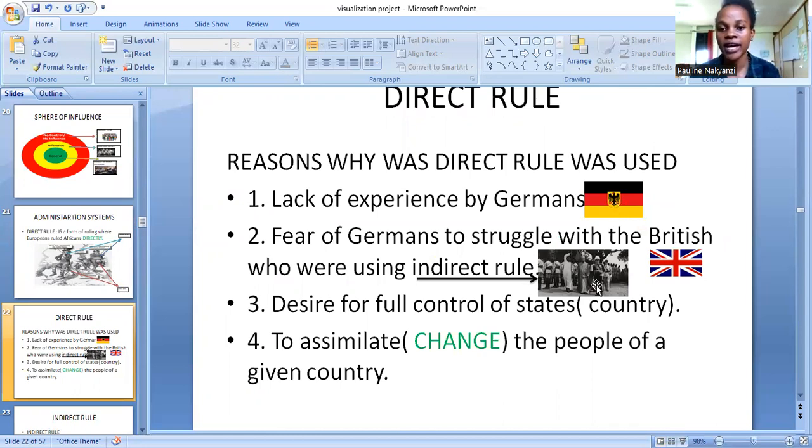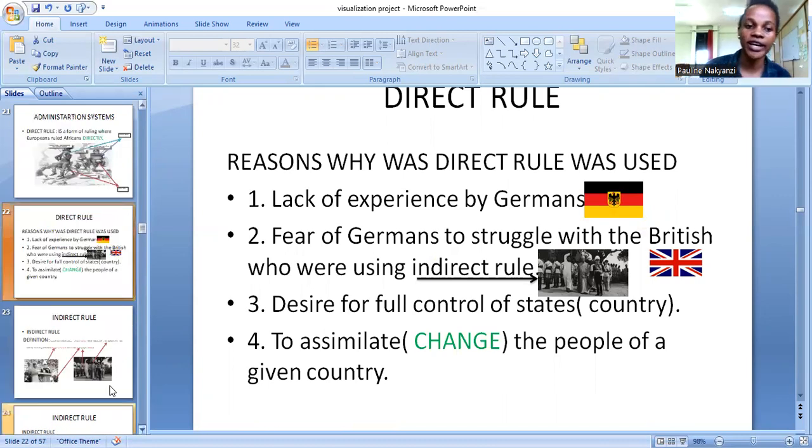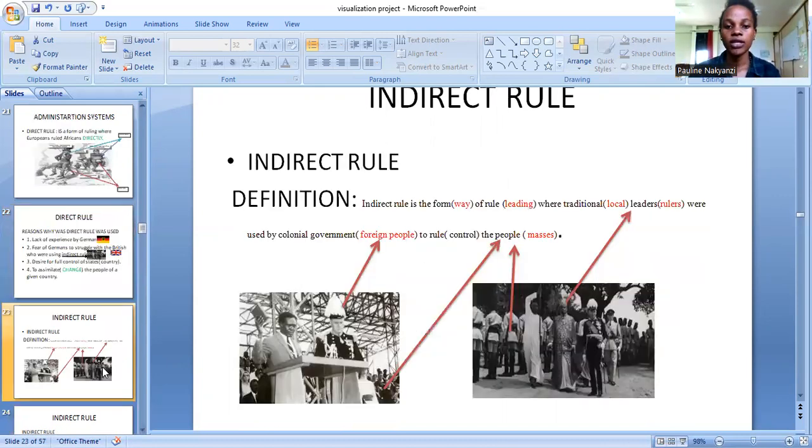The flags, the picture of a European with a chief or traditional ruler expressing, and then the green color for deeper understanding or giving an alternative word for the word assimilate. Then I also went on and talked about indirect rule, where I gave a definition, pictures and arrows showing what I'm talking about.